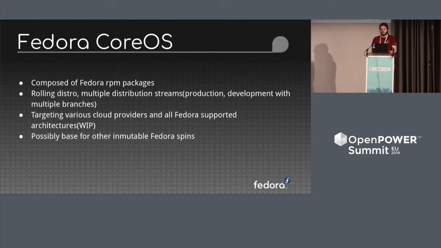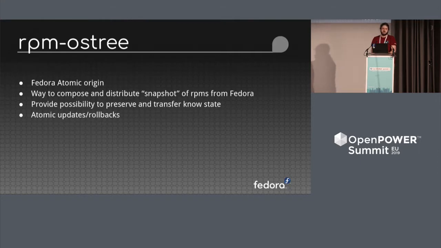It targets various cloud providers, so you can run it in AWS and others, and also all Fedora supported architectures, not just Intel. That's the part that I'm working on, and others are contributing to that. And in the future, it might be based on other immutable Fedora spins such as Silverblue, really taking the place of Atomic Host.